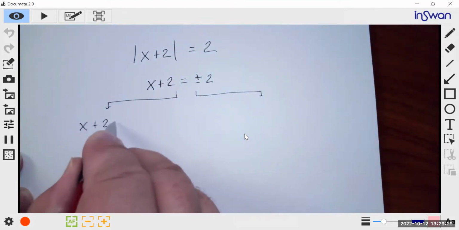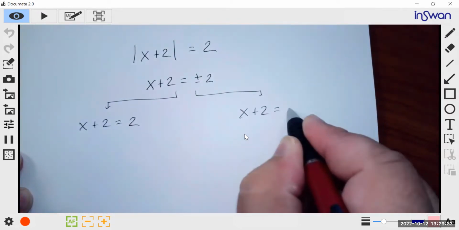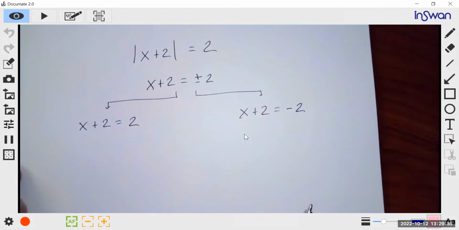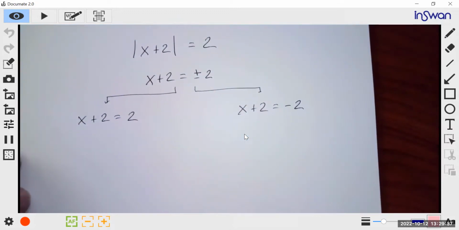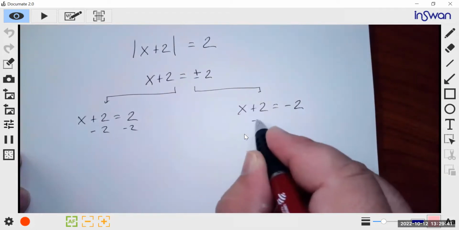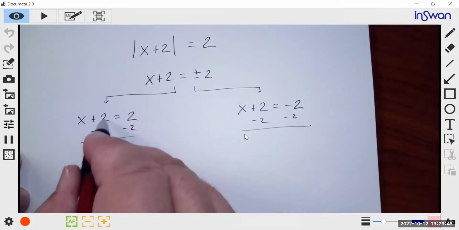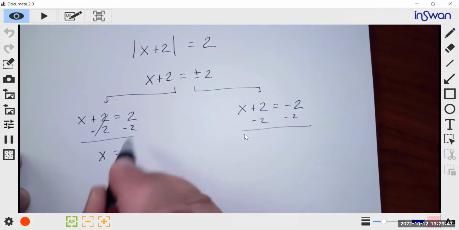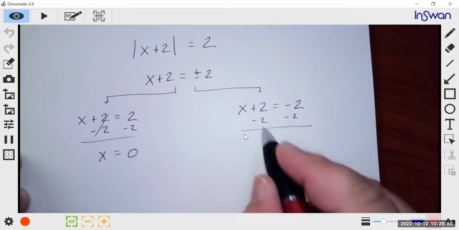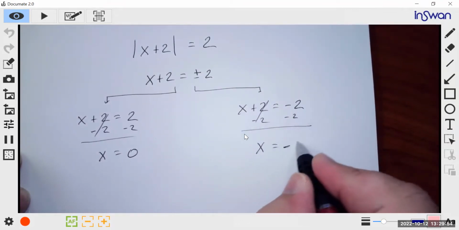X plus 2 equals a positive 2. X plus 2 equals a negative 2. Subtract 2 from both sides on both equations. 2 minus 2 is 0. Negative 2 minus 2 is negative 4.